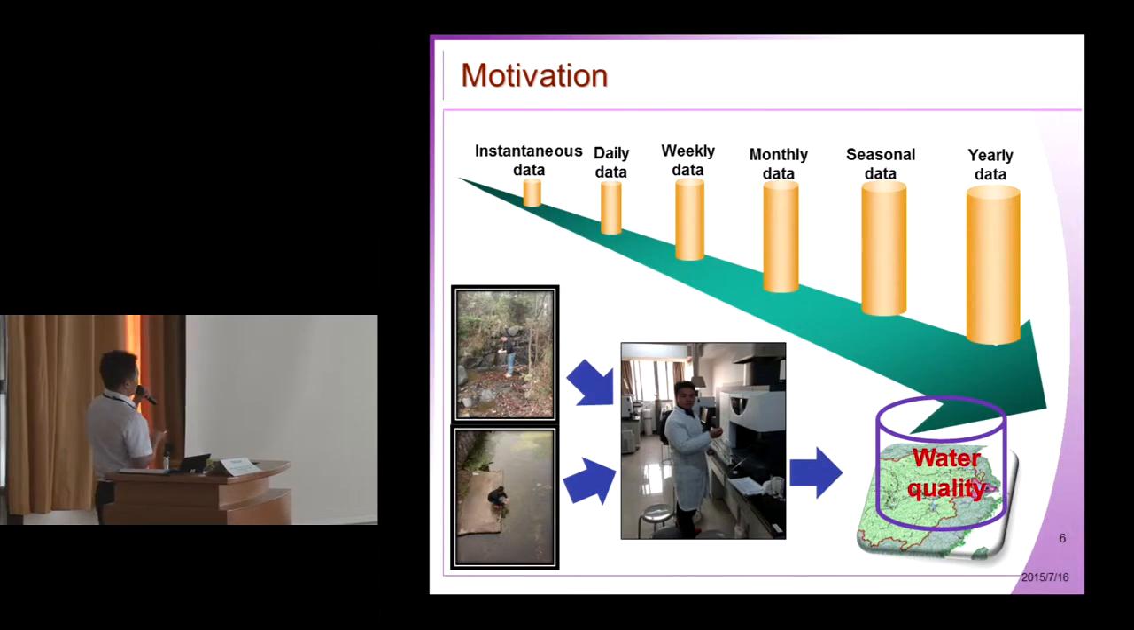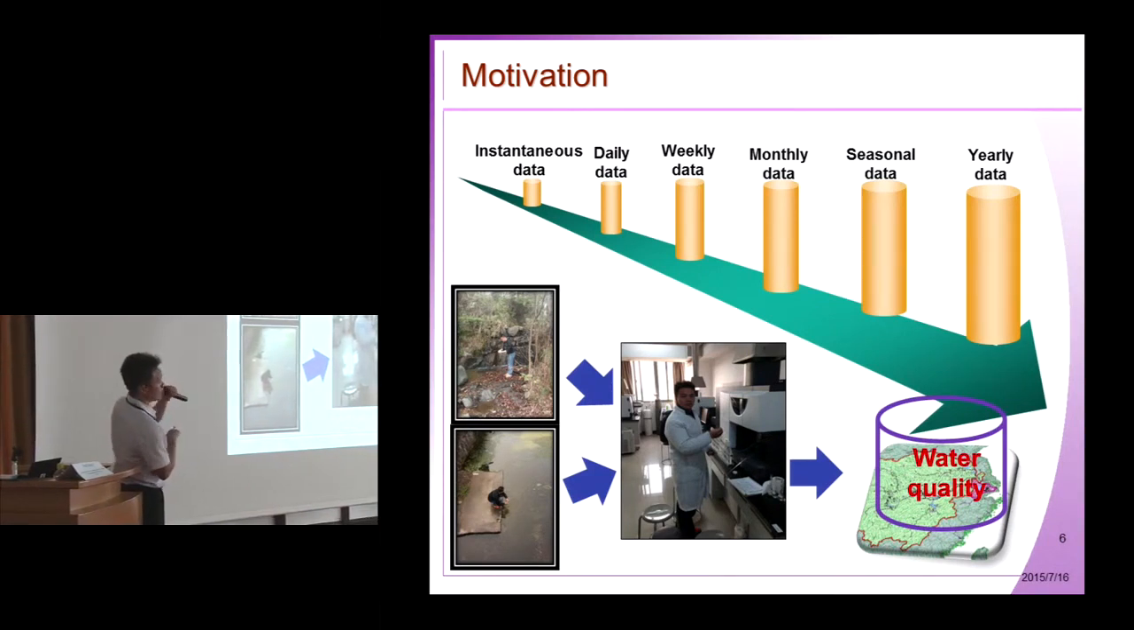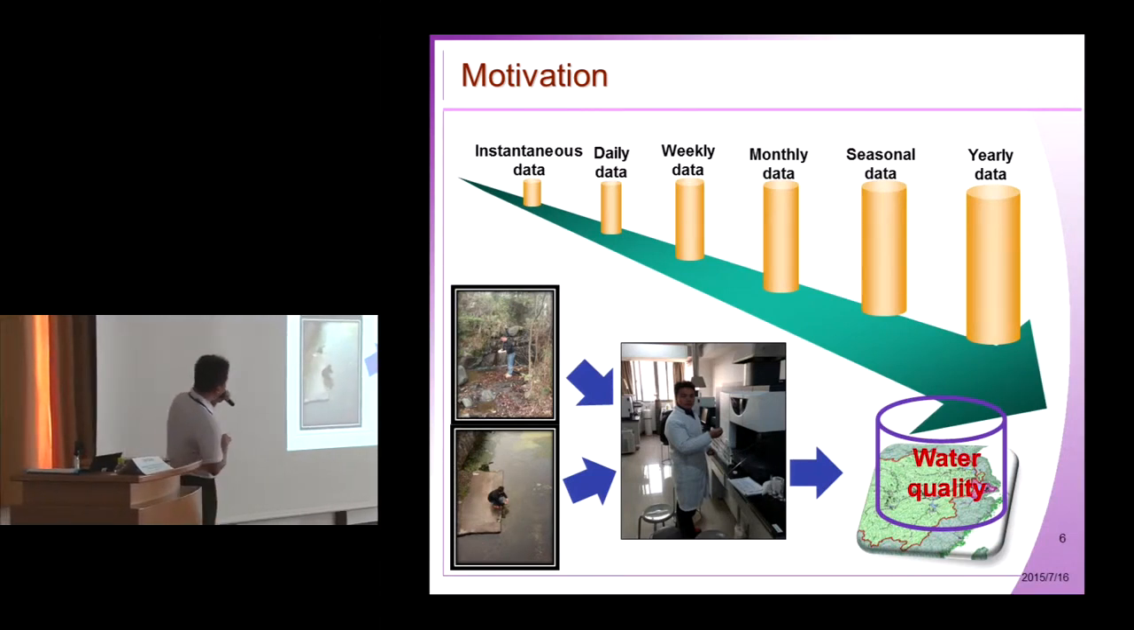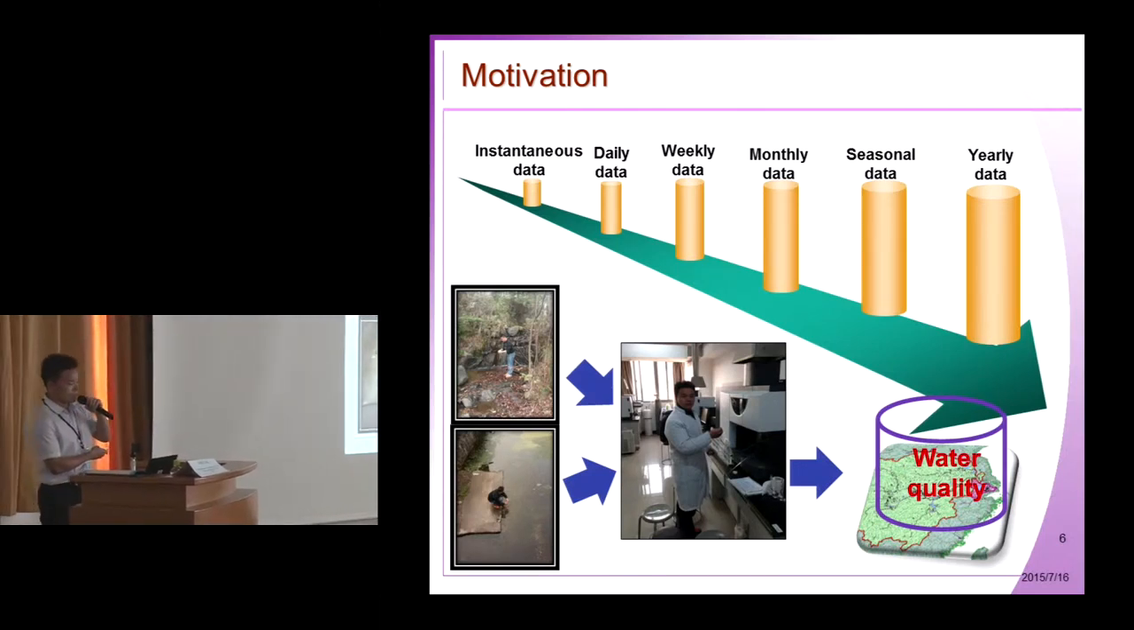Usually, when we estimate the sediment load, first we need to get the instantaneous data, and then we get the daily data, and then the weekly data, and next we use the weekly data to estimate the monthly data. Next is the seasonal data, and also we get the yearly data. I just take the instantaneous data here and make some experiments and then use some models to get this Yangtze River Basin's water quality database.